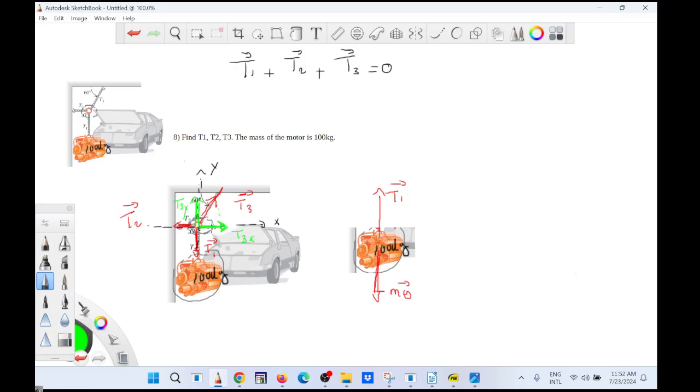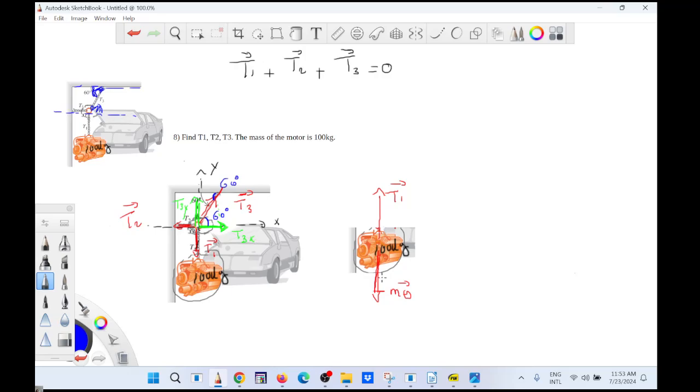Okay, so this component here is in charge of balancing out T2, and this component here is in charge of balancing T1. They are independent from each other. And what about the angle here? So you're going to have 60 degrees here. So that means that's going to be 60 degrees, and that's going to be 30 degrees, right? So if you have two parallel lines, that angle here is going to be the same as this one.